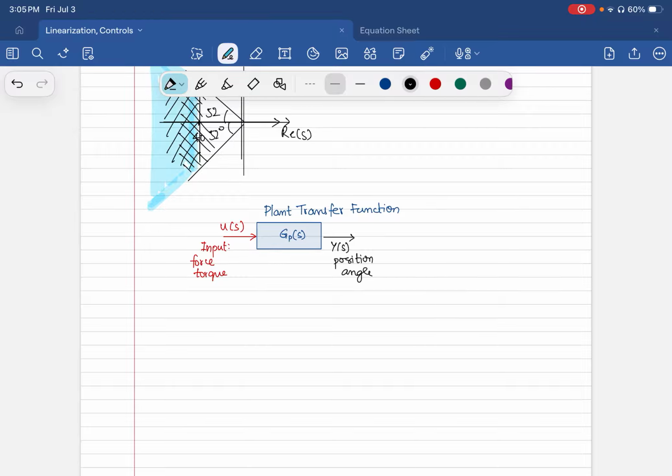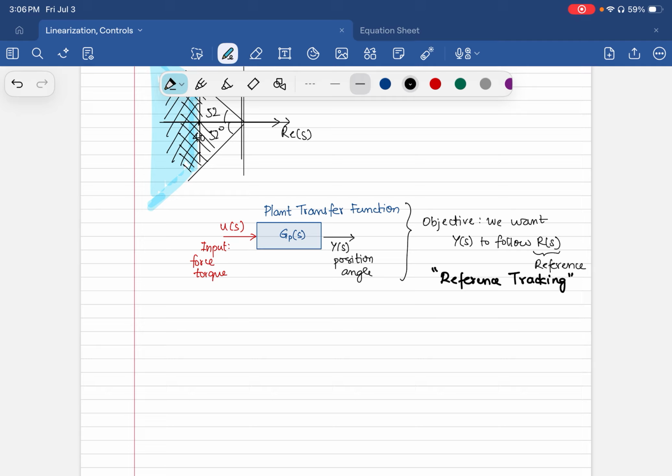Now, the objective of all of this is we want y of s to follow r of s. What is r of s? That's the reference. This is what we want the system to do, how we want it to behave. Okay, this behavior or this objective is called reference tracking. That is, we want our system to do exactly what the reference is telling it to do.